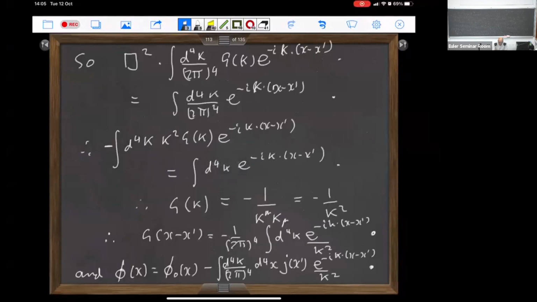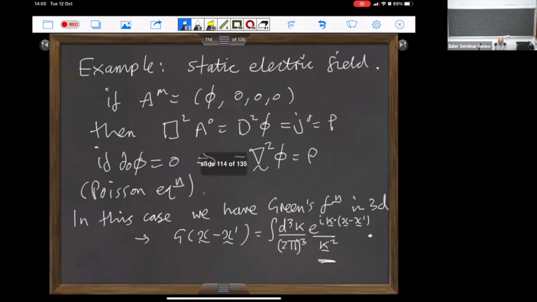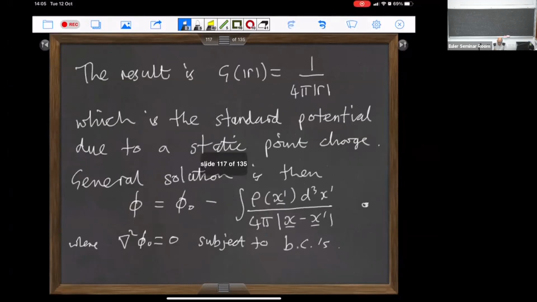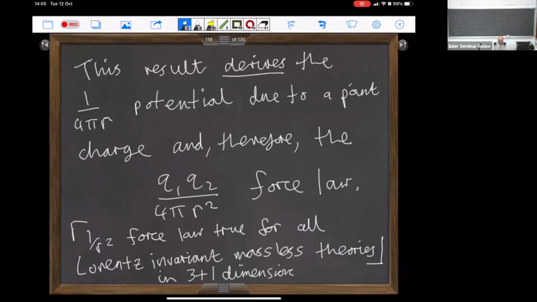So we saw some examples of that. For example, for static electric fields, we saw that the Green's function for the massless wave equation reproduces the Coulomb potential, and therefore the standard force law. So this really helps to illustrate the importance of Green's functions.